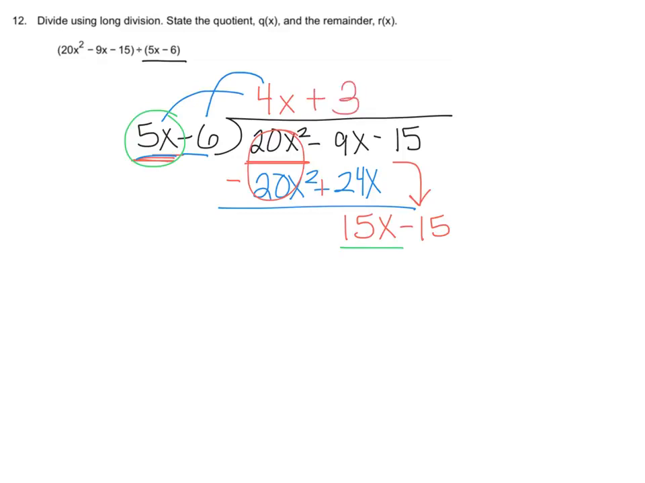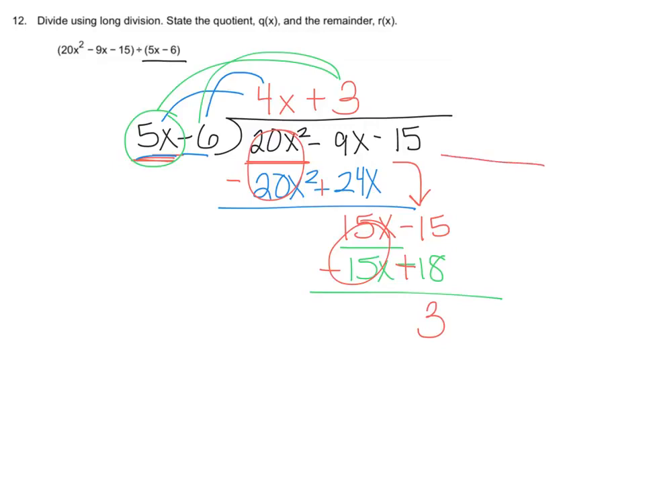And then we'll multiply. So I have 3 times 5x, which is 15x, and 3 times negative 6, which is negative 18. Next, we will change the signs. So I have a negative 15x and then a positive 18. And I'll combine like terms. The 15x's go away, and then a negative 15 plus 18 is a positive 3.